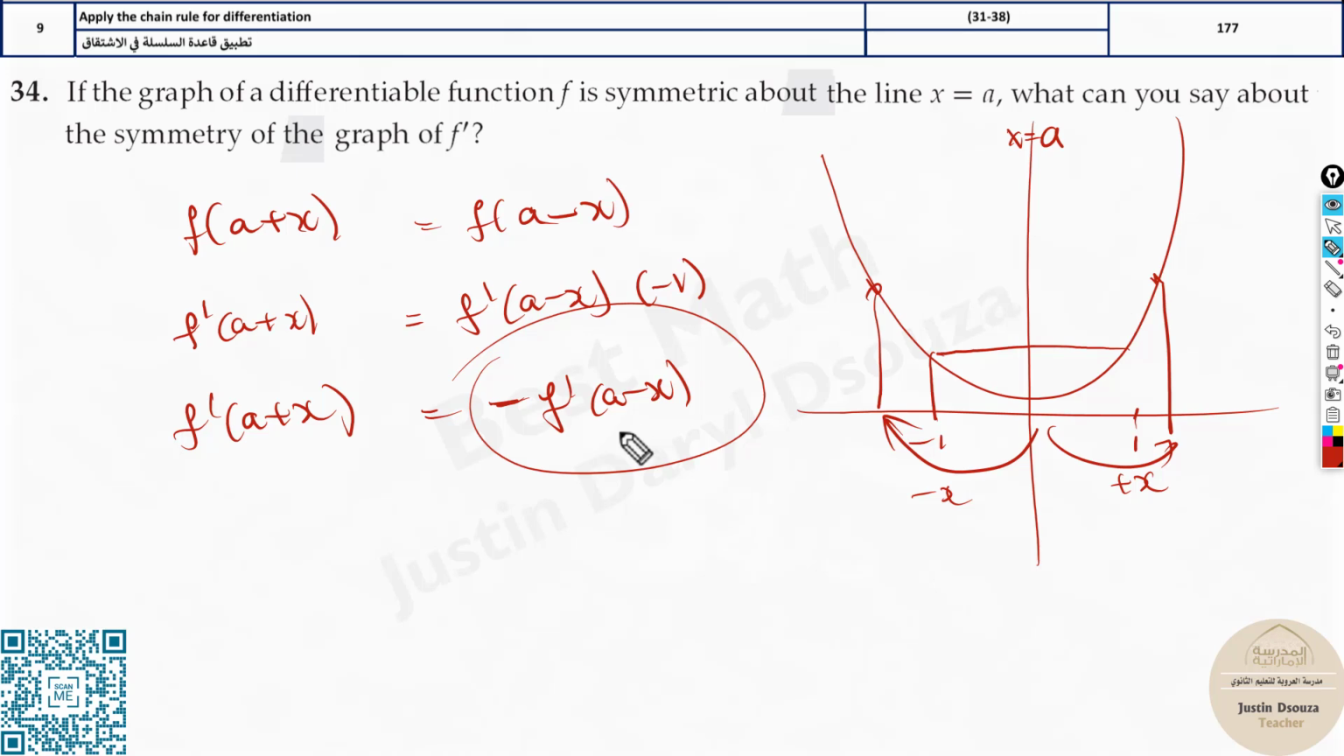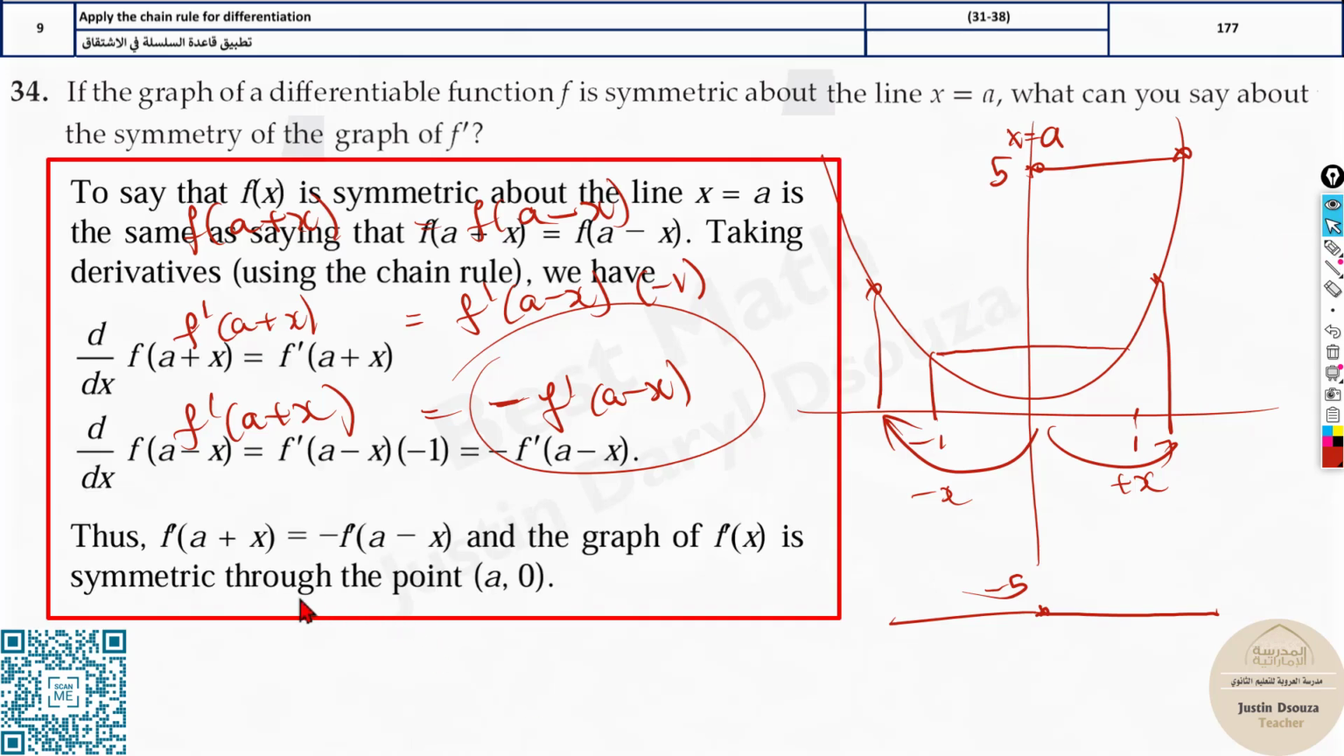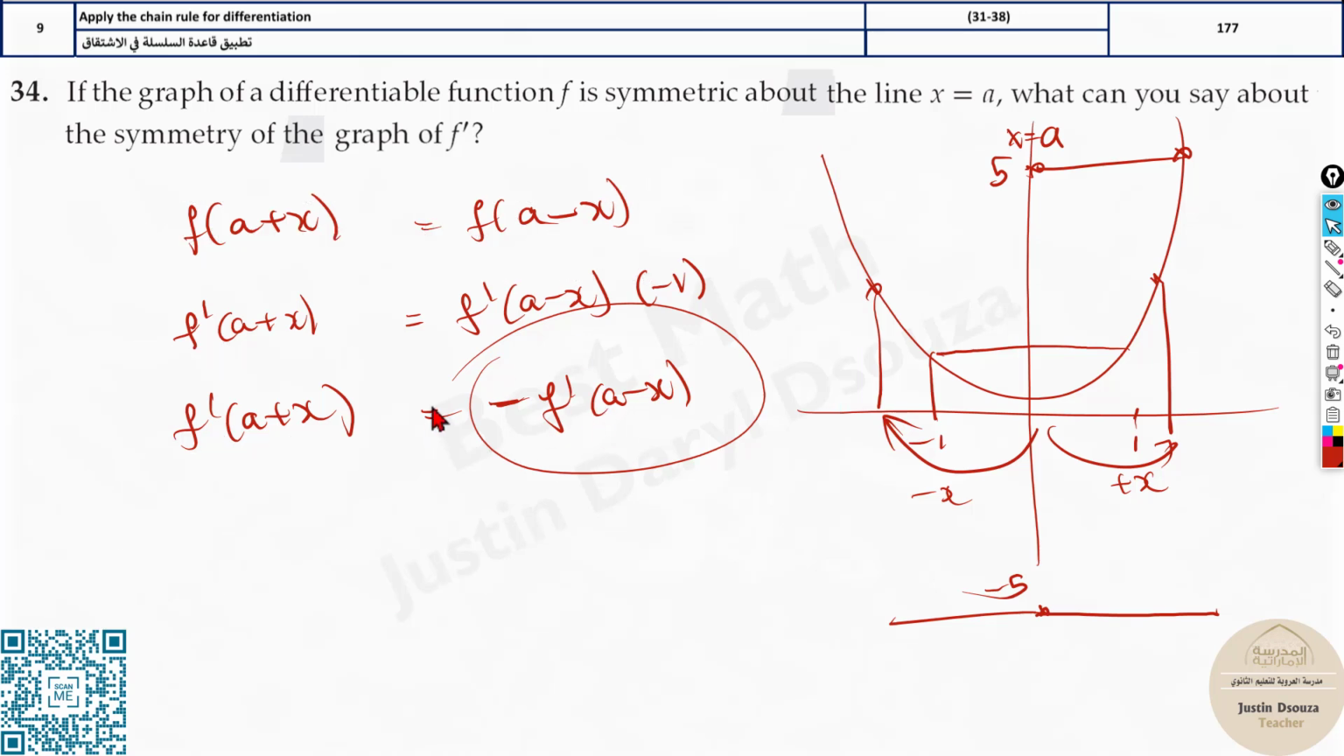So basically, if you take a point f of x on this side, say the y value is phi, this will also be phi on the other side, but it will be down. So this will be minus phi. Why? Because if the derivative function is phi here, on the minus side it will be minus phi. So you can see the derivative would be minus f of a. This is called point symmetry, I guess.